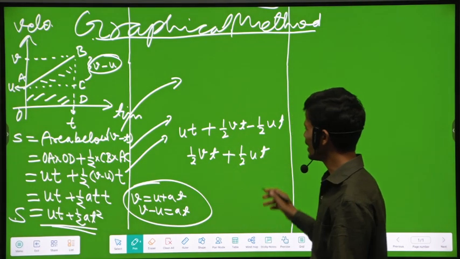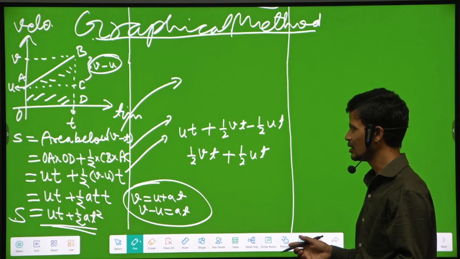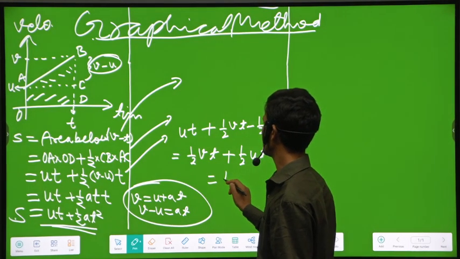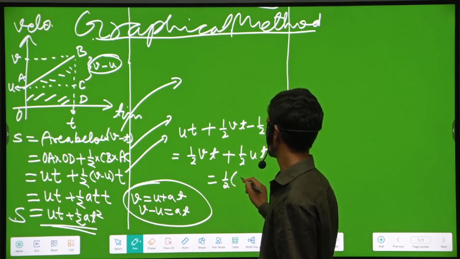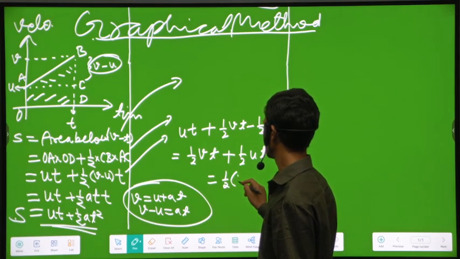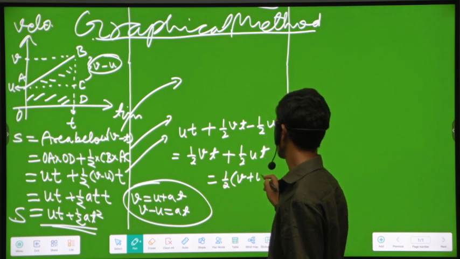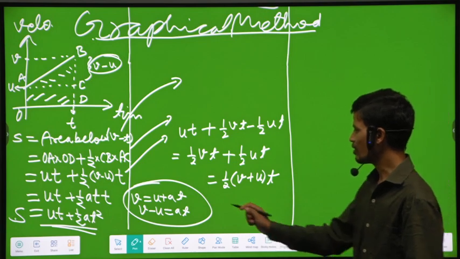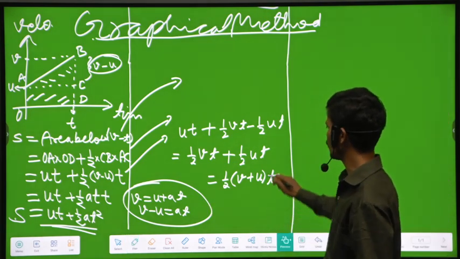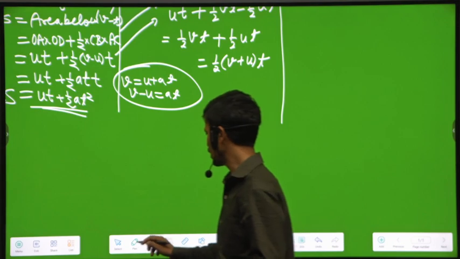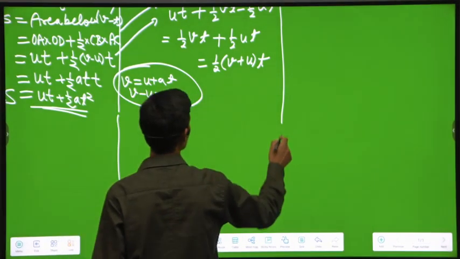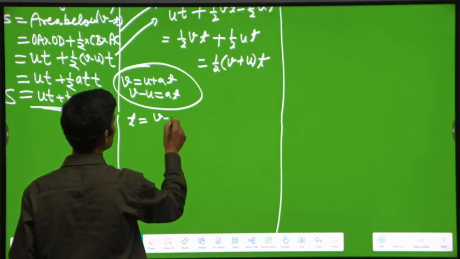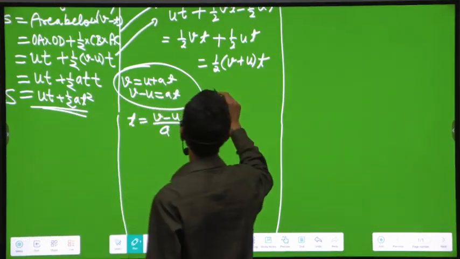It is quite understandable. I don't think there is any problem with it. So if I take half common and t also, then it will look like this. And now from the same equation, first equation, we can find t equal to (v minus u) by a. We can put it here.